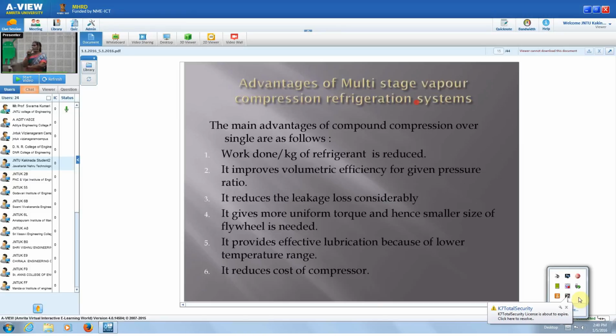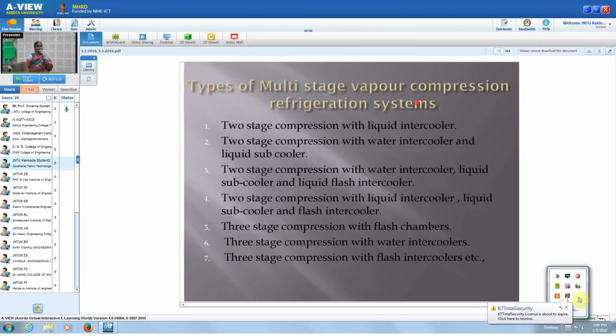And also the other requirement for reciprocating compressors is that they always require lubrication. So it provides effective lubrication whenever the pressure ratio required is less. And it also reduces the cost of the compressors. Next.